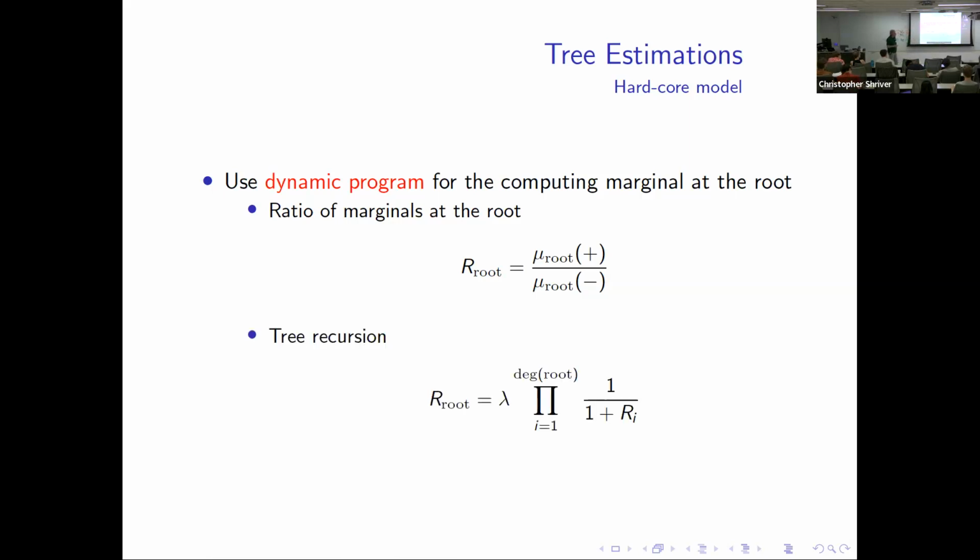And actually, we can show that this quantity has this nice recursive relation for the hardcore model, right? So these are ratios for the subtree hanging from the ith child of the root. And using this equation, you can set up your dynamic program. Any questions here?